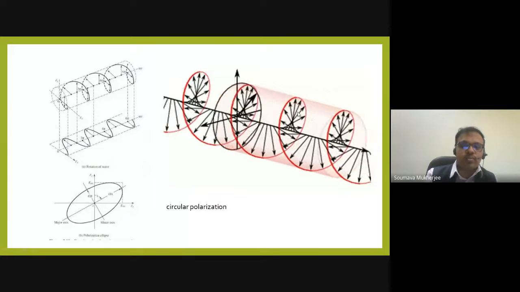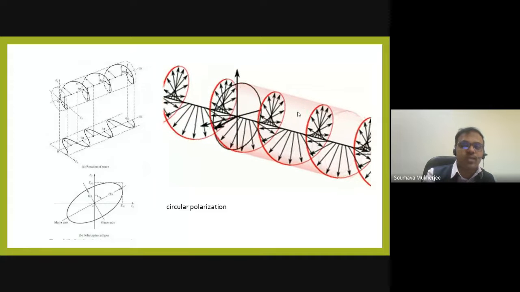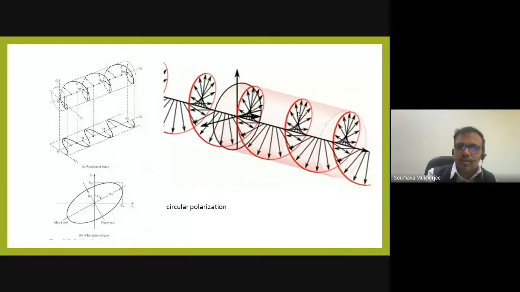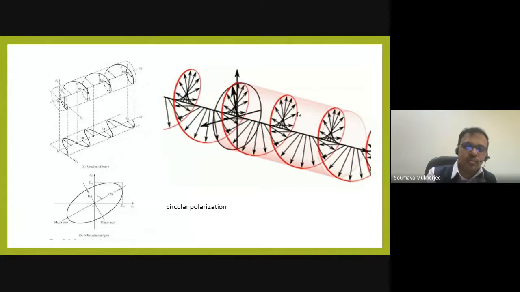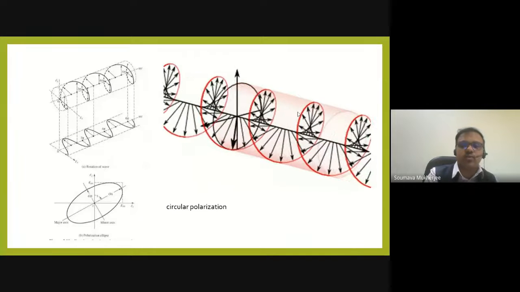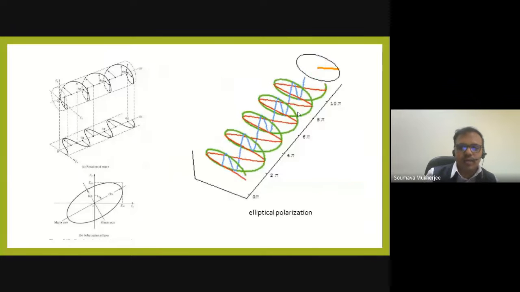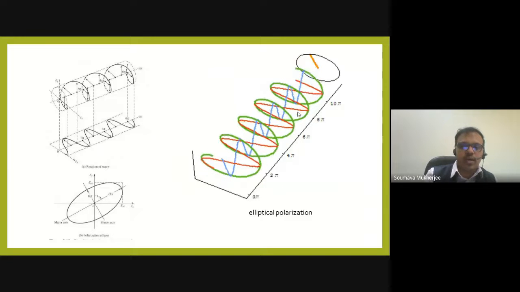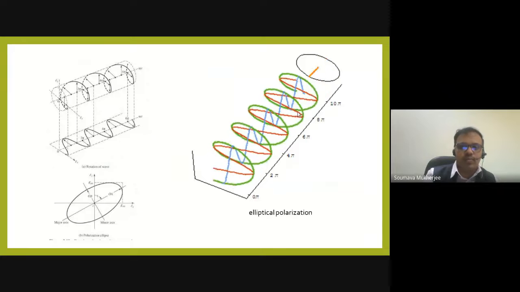So if your antenna is radiating in circular polarization and you are trying to measure that antenna with a linear polarized antenna, your result will not be accurate. You have to see which circular polarization it is, and that circular polarization antenna you have to use for measurement. Then only you will get the actual result. Similarly, it can also be elliptical polarization. I'm not going into the detail of this polarization part. I'll show briefly how the measurement setup will look.